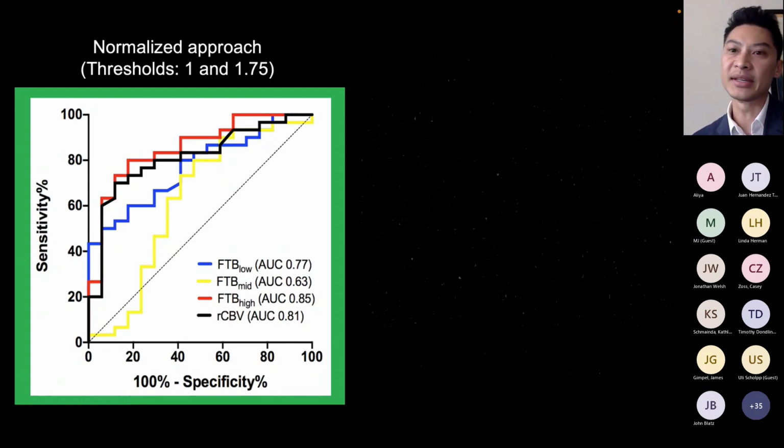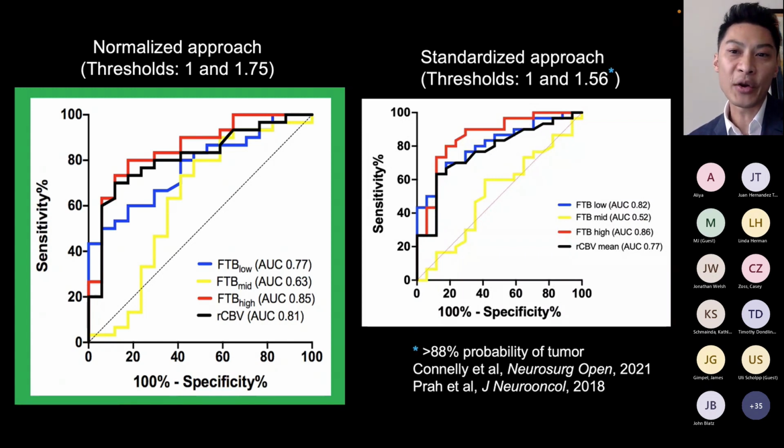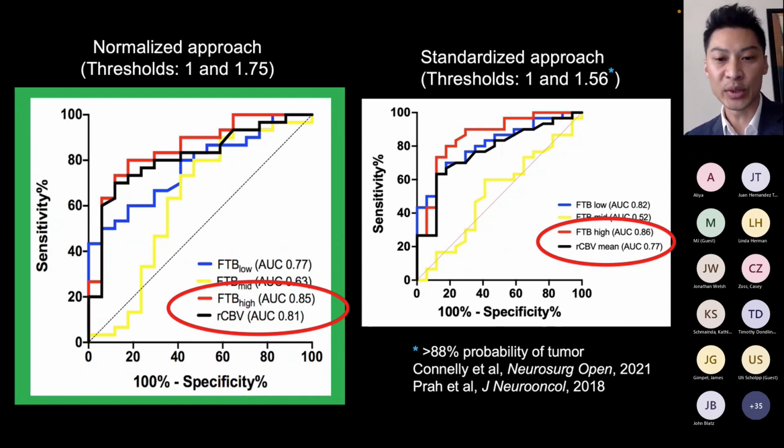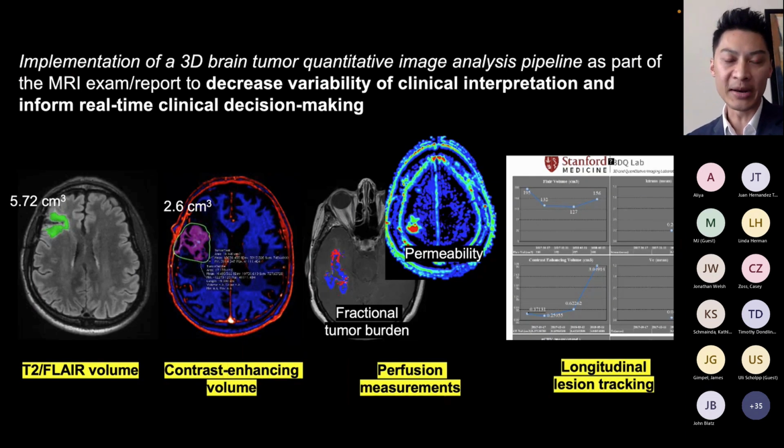And we didn't publish on this, but we also compared that to a standardized approach. And we used 2 different thresholds, 1.75 and 1.56, which was previously used as well. And in our experience, we found very similar area under the curve and performance, essentially. So normalized and standardized approaches were pretty similar in terms of the ability to differentiate between treatment effect and tumor. It's just that, again, with standardized, you don't necessarily have to normalize it to the contralateral white matter.